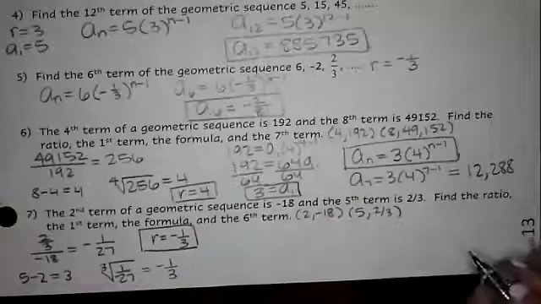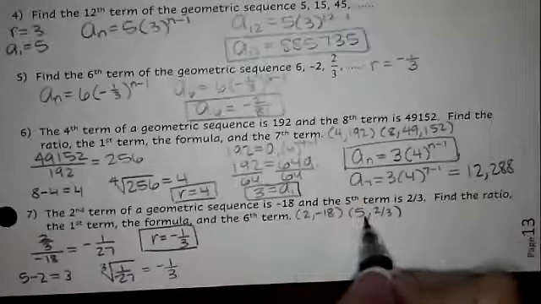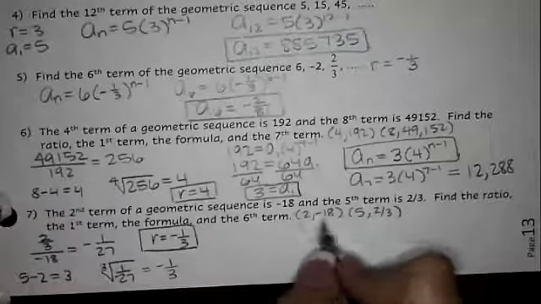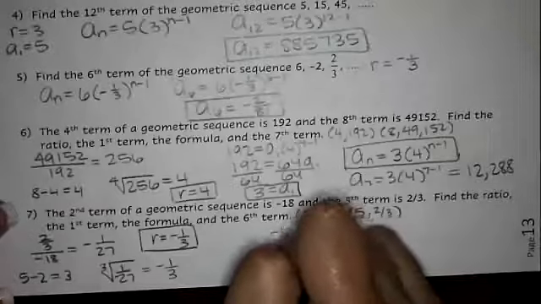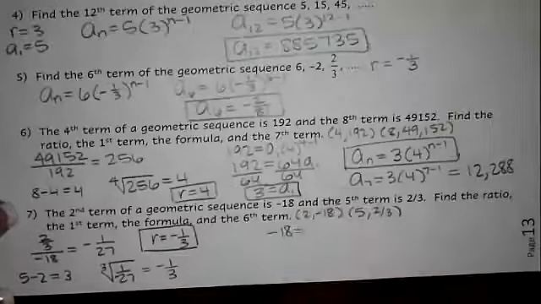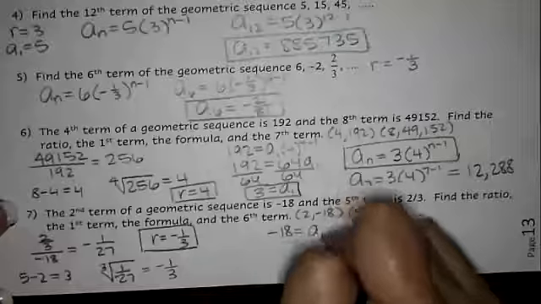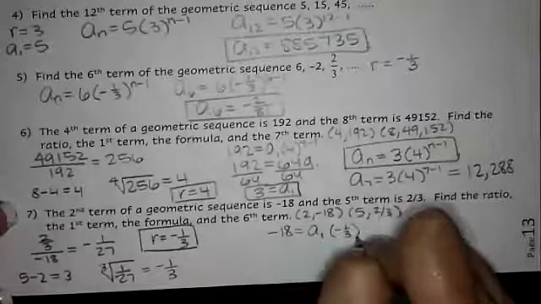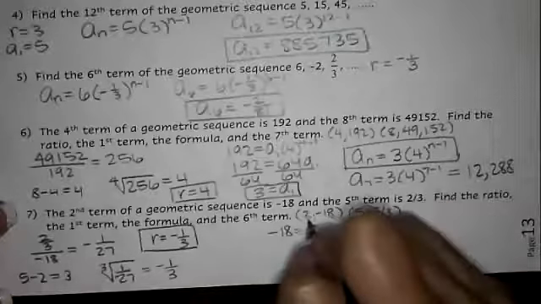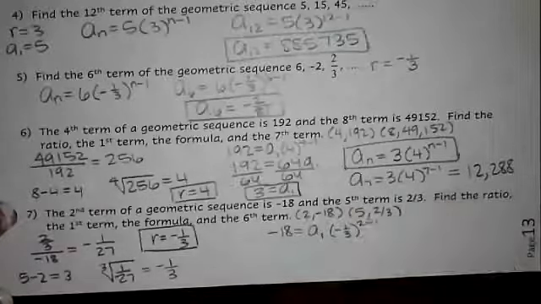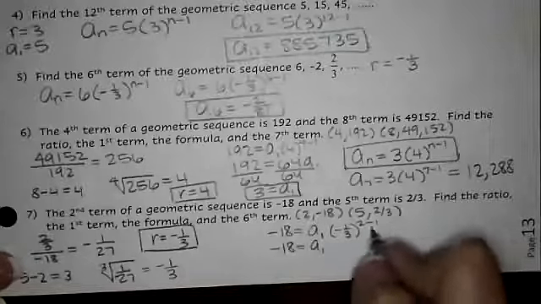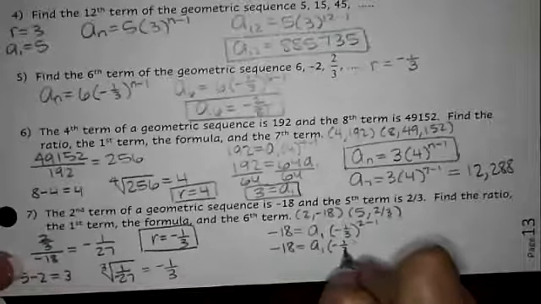Now, I still haven't figured out what the first term is. We have our second and our fifth, but we don't know what our first term is. So I can pick either one of these. I'm going to pick the one with the whole numbers just because I think it's going to be a little bit easier. So I do negative 18 is equal to our initial amount, which we're looking for. Our ratio is negative 1/3, and we're raising that to the n. This was 2 on that one, minus 1. Negative 1/3 to the 1 power is just negative 1/3.